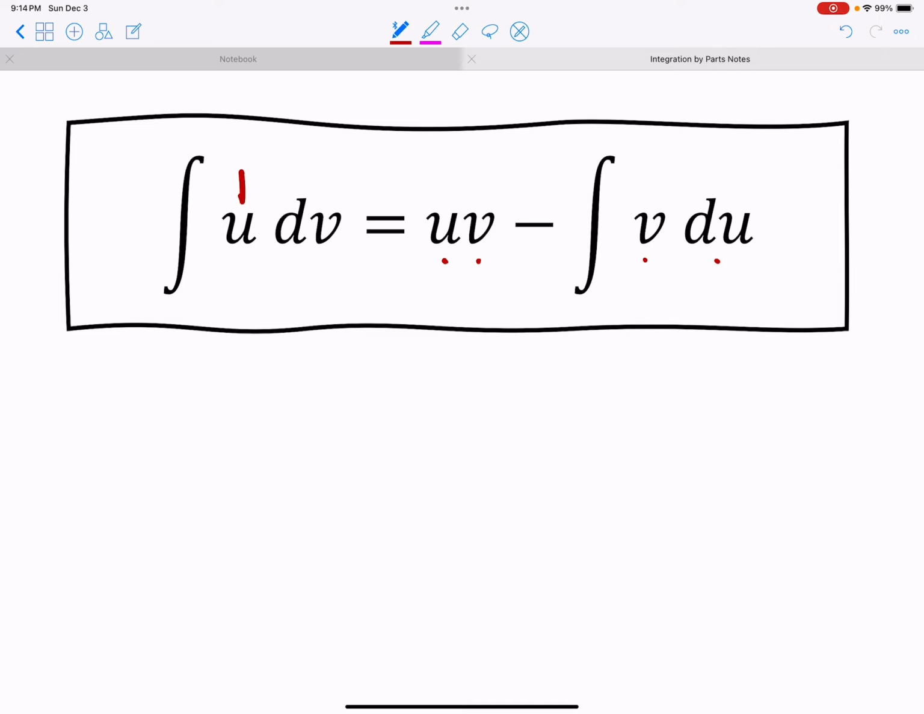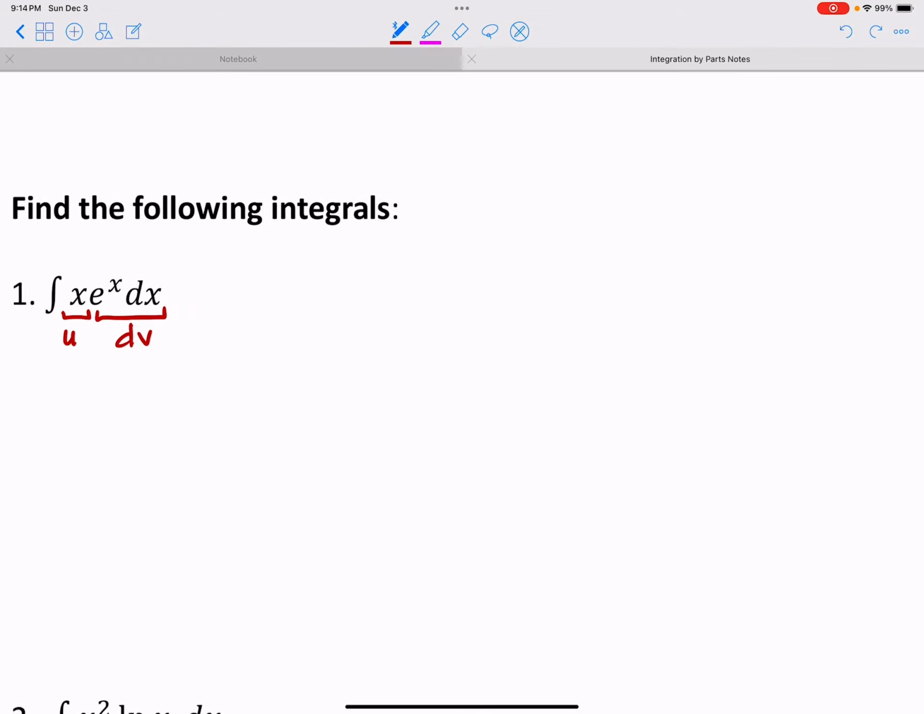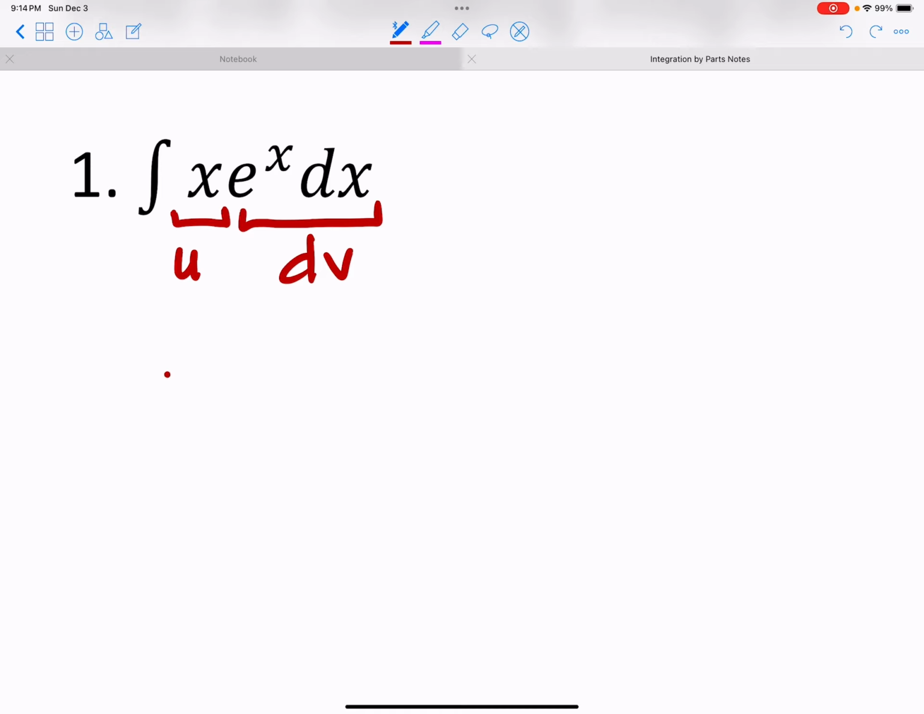So I need my u and you can see that I need v, right? I can see that I need du and I need dv. So I need u and v and du and dv, all 4 of those components. So back to our problem here. I just defined u, so that's going to be x. I just defined dv, I said that's going to be e to the x dx.